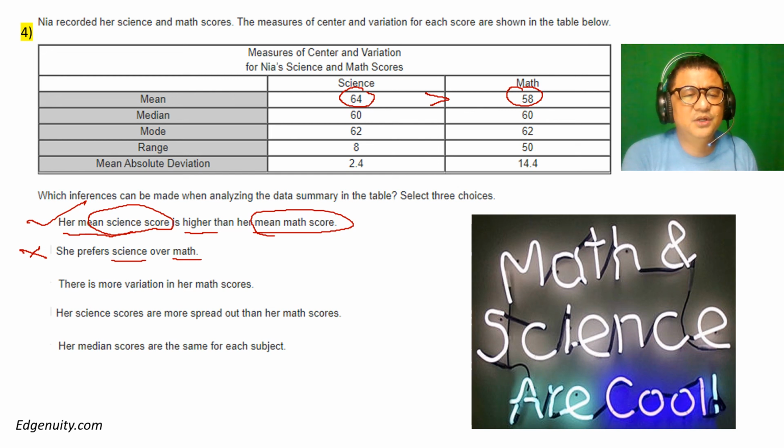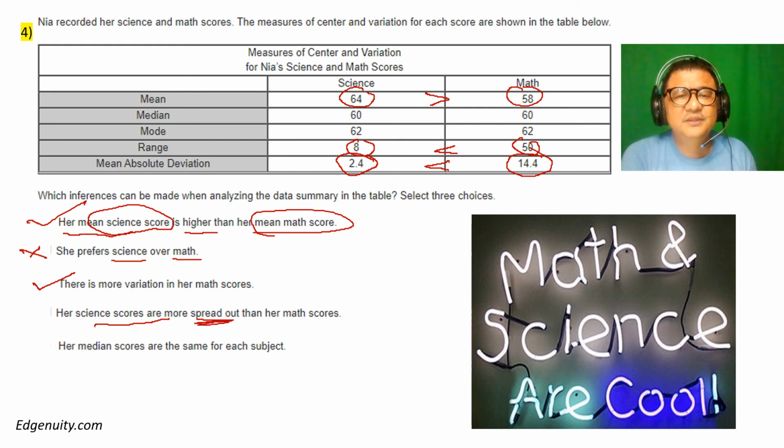There is more variation in her math scores. Okay, variation, use MAD or the range. Okay, see, math is greater than the science. So this makes sense, correct? All right, her science scores are more spread out. Are the science scores spread out? No. Look at the range for spread. We're looking at this one. They're lesser than the math. So that doesn't make sense.